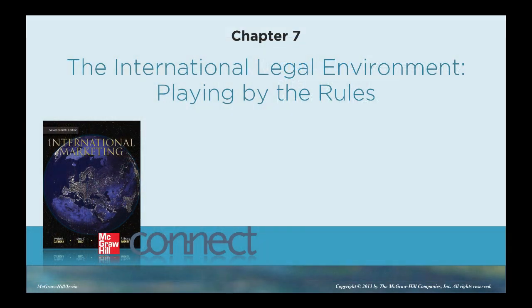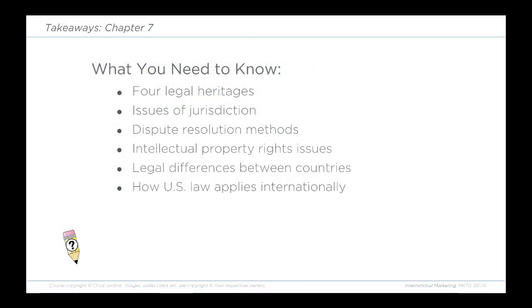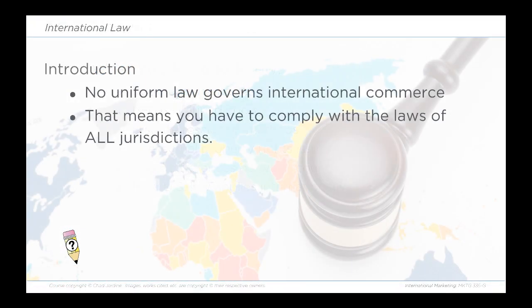Chapter 7 is about legal issues. Here's the cliff notes. The main thing is there is no uniform law that governs how you do business internationally. The tricky part is that you not only have to understand the laws in your home country, you need to understand the laws in the country you're going into, and maybe every country in between, every country where your product passes through, touches, any country where your supply chain is active. You need to understand them all and make sure that you're in compliance.